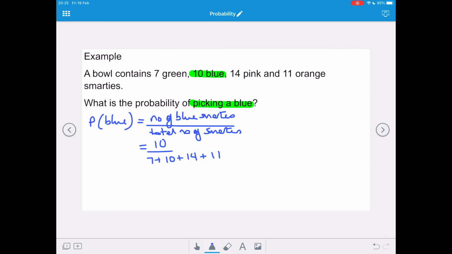Now we need to total that up, and that gives us 10 over 42. We can simplify this fraction because we've got two even numbers, so we can divide the top and the bottom by 2, and that gives us a probability of a blue Smartie of 5 over 21.